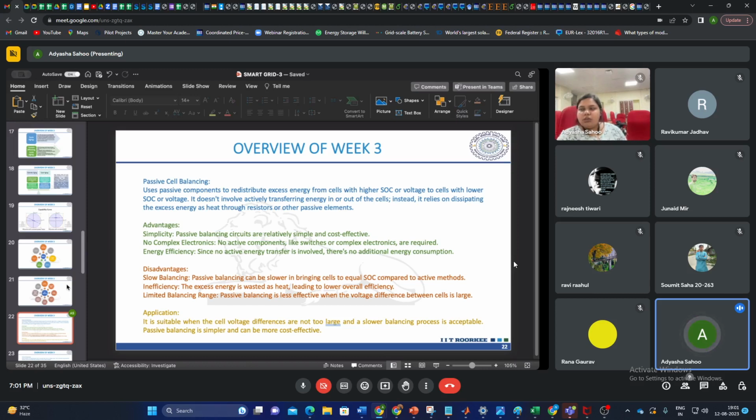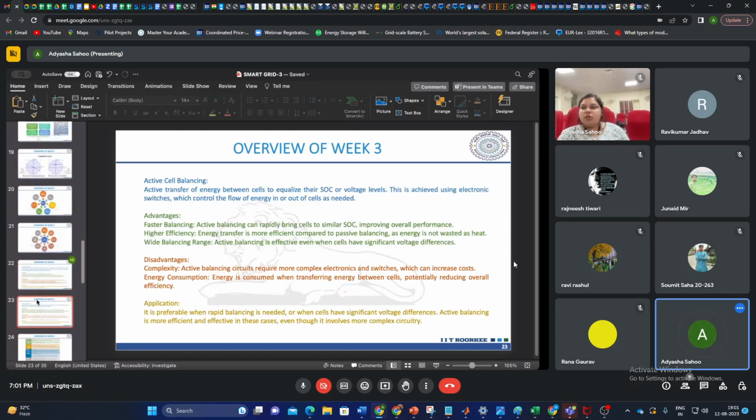So it has a limited balancing range. It is suitable for applications where the cell voltage differences are not too large and a slower balancing rate is acceptable. Overall, this is a simple and more cost effective way.